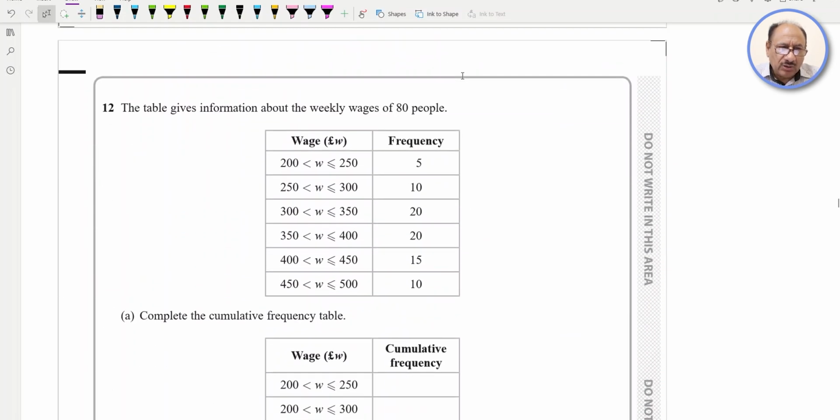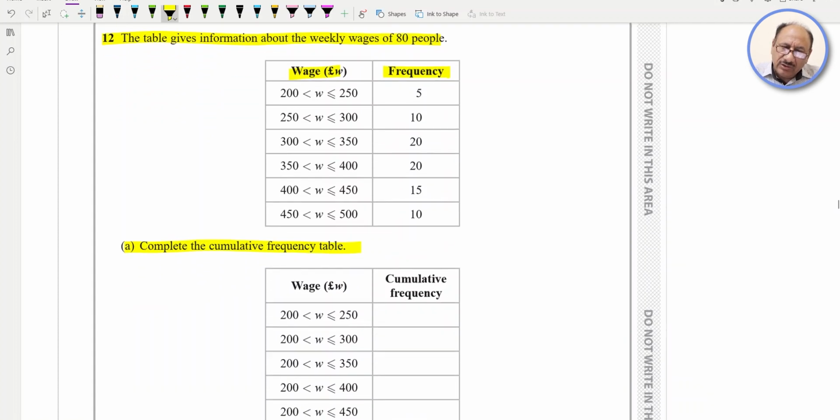Now question number 12. Question number 12 is cumulative frequency, and the table is provided. The table gives information about the weekly wages of 80 people. So these are wages in pounds, and this is frequency, and what we have to do, complete the cumulative frequency table. This is A part, and cumulative frequency part, if you check, this is 5.